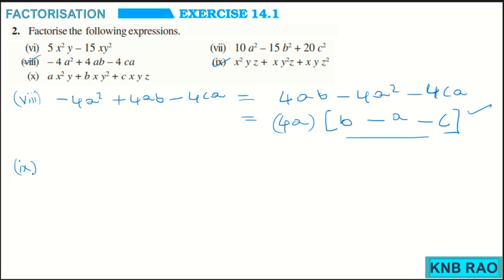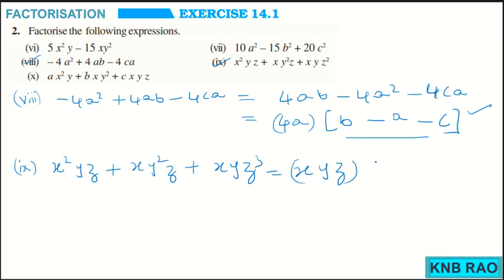Whereas in the case of the 9th question, x square yz plus xy square z plus xyz cube, try to observe that in all the 3 terms, 1x, 1y, 1z is a common factor. So the product of them, xyz, comes out, which is a common factor of all the 3 terms. Now what is left over in the first term? Out of x square, 1x has already gone out, so we have 1x left over. Out of y once and z once, both have already come out, so there is nothing from those 2 variables. Whereas in the second term, once x already came out, and of 2 y's 1 y came out, so another y will be left over, so plus y.